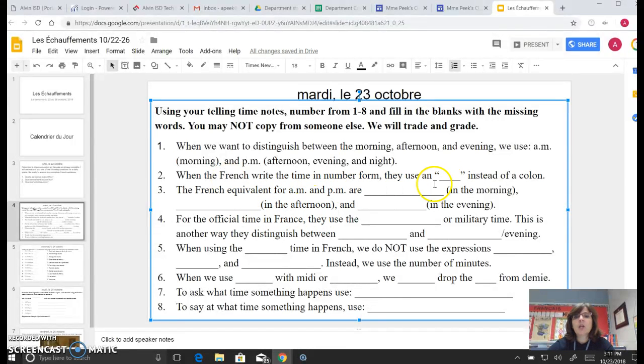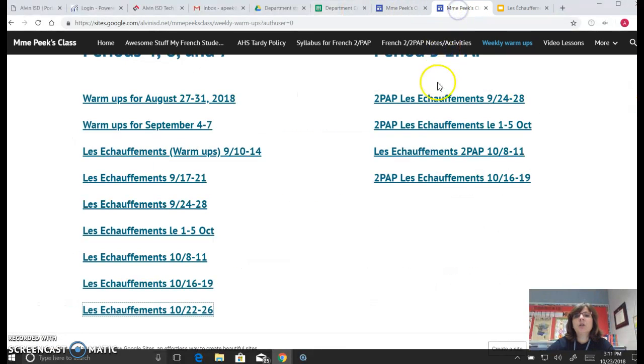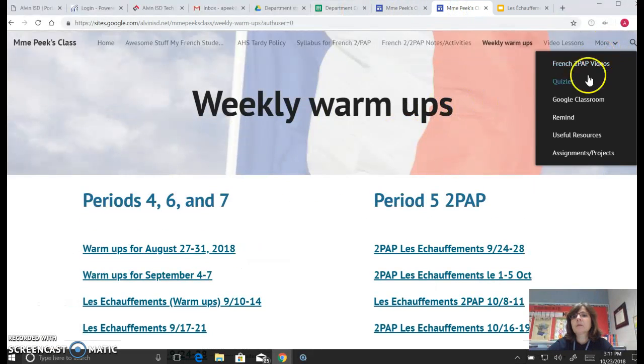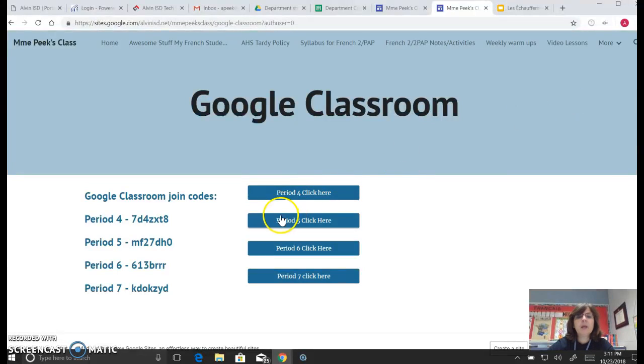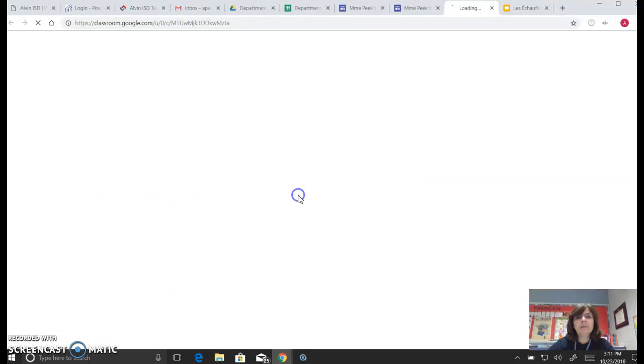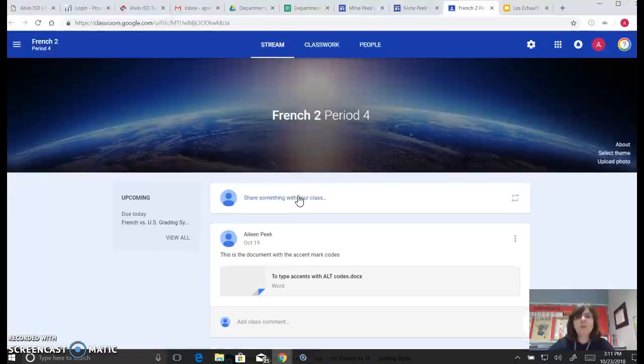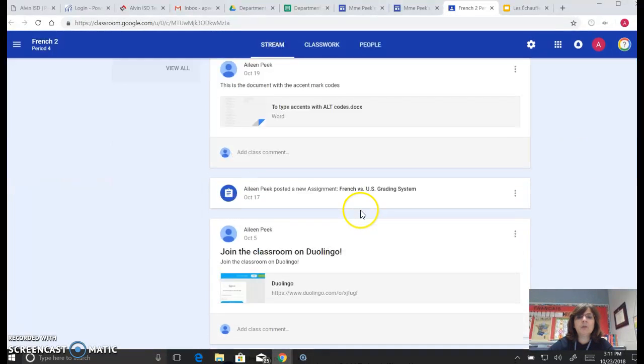All right? Looking at the notes that you glued into your notebook, figure out what the missing words are and fill in the blanks. So we did that. Once we were done with that, we went to our Google Classroom. So I'm going to click on Google Classroom, and I'm just going to pick 4th period, but whatever class period you had, that's the one you would go to.